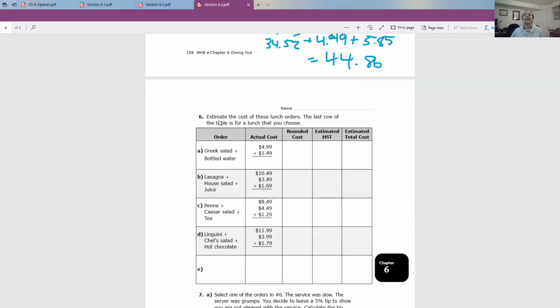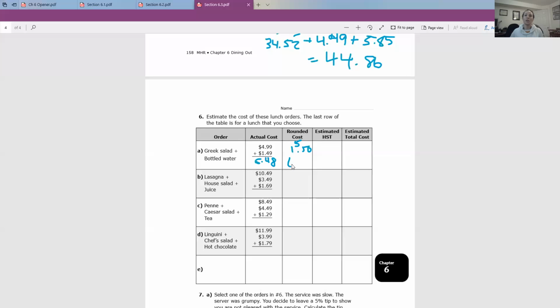So estimate the cost of these lunch orders. We are just doing estimates. We're not doing actual costs here. So the actual cost would be $4.99 plus $1.49. Okay, do the actual cost, but we're doing everything else rounded. So this would be $6.48. If I do the rounded cost, it would be about $5 plus $1.50.